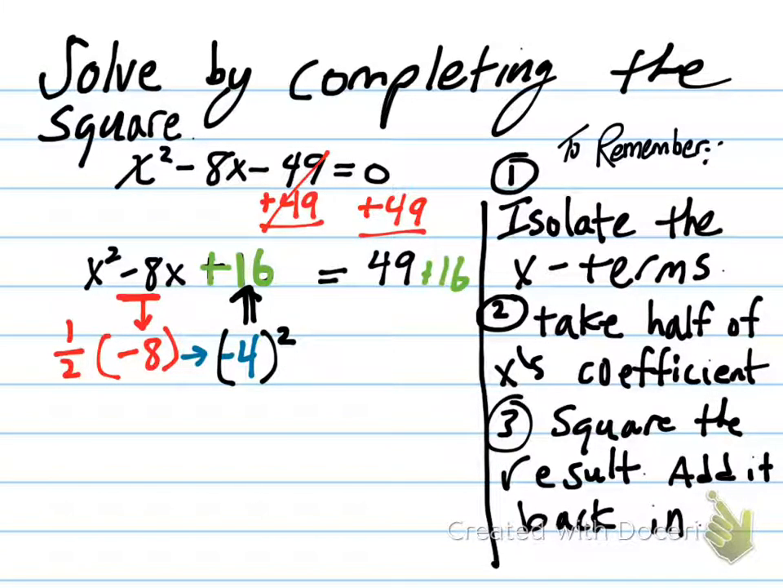I'm putting it into the problem. So that's why I have to do it to both sides, so that I maintain equality. The 16 is my contribution, so I need to make sure that both sides get it equally.